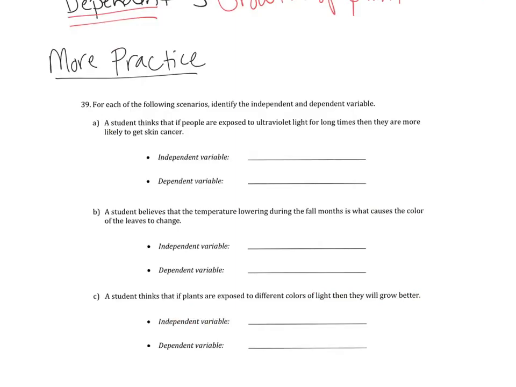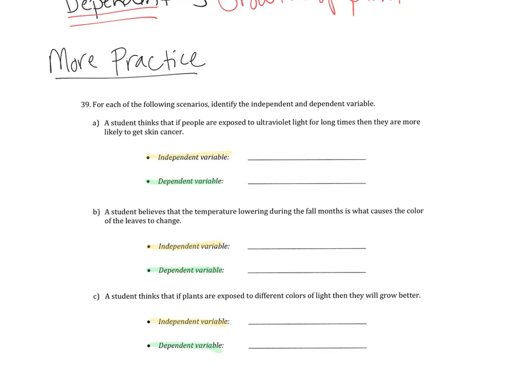Pause the video and try to see if you can solve these examples. Read each example and try to find the independent and dependent variable. All right, have you finished? The independent variable is the variable that you are changing. We'll highlight that in yellow. The dependent variable is the thing that you are measuring. Let's highlight that in green.